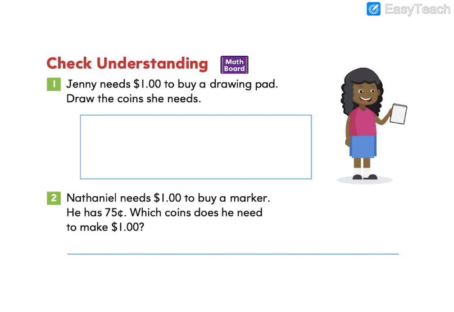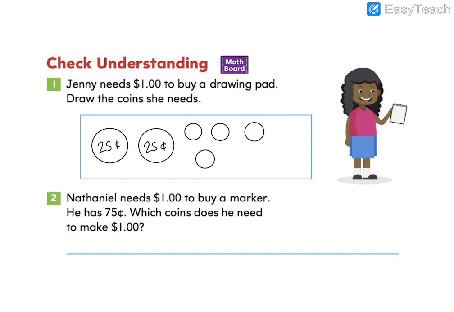Now these questions have a lot of different answers, so yours might look different than mine. For the first problem about Jenny, I'm going to skip count by 25. Then I have 50 cents. Then I'm going to use dimes for the rest of it. 60, 70, 80, 90, 100. So I can use 2 quarters and 5 dimes to have $1.